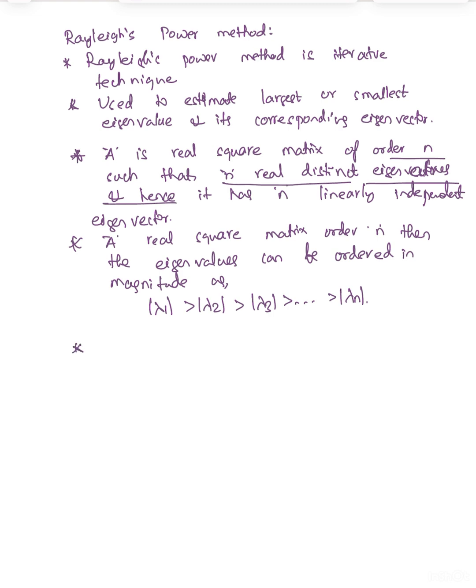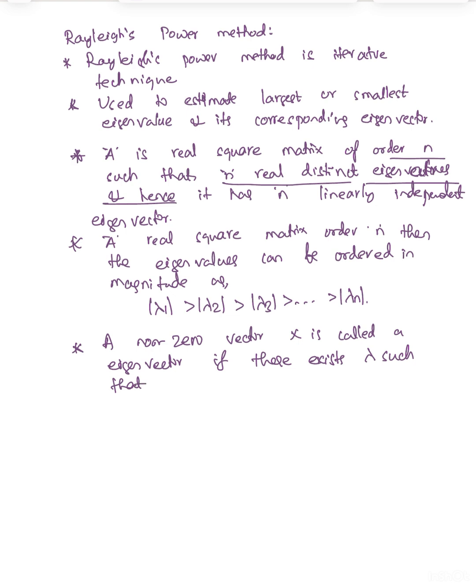What is an eigenvector? A non-zero vector x is called an eigenvector if there exists a number lambda such that Ax is equal to lambda x. Here lambda is called the eigenvalue and x is the corresponding eigenvector.